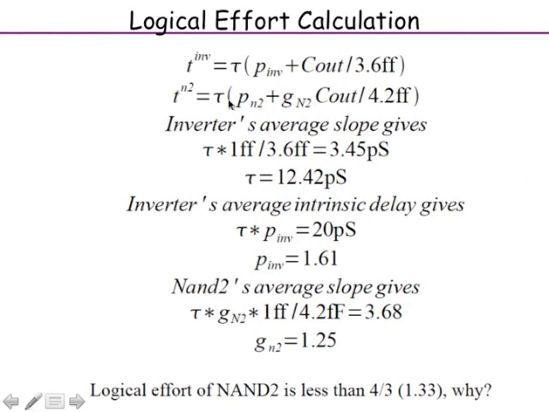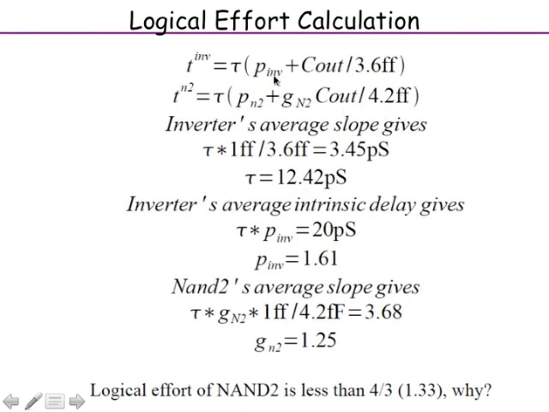So this is the equation for the inverter. Similarly, the equation for the AND 2 is tau times parasitic plus G times H. H is again the load capacitance seen by the AND 2 divided by its input capacitance. Now, we are using the input capacitance of one of the inputs just for illustration purposes, and you can do the same thing for every input. You can have an equation along the same lines.